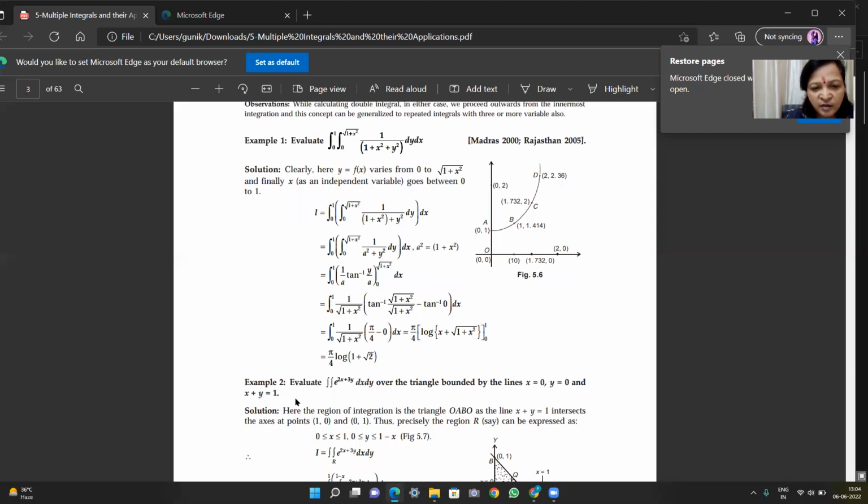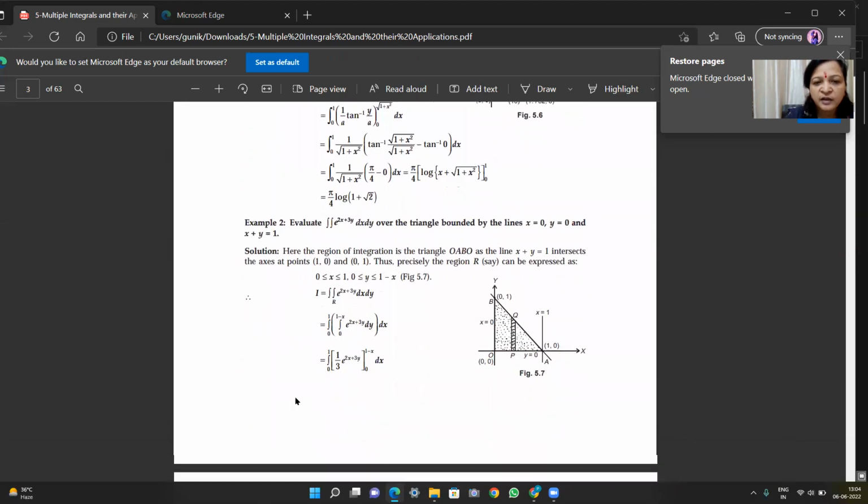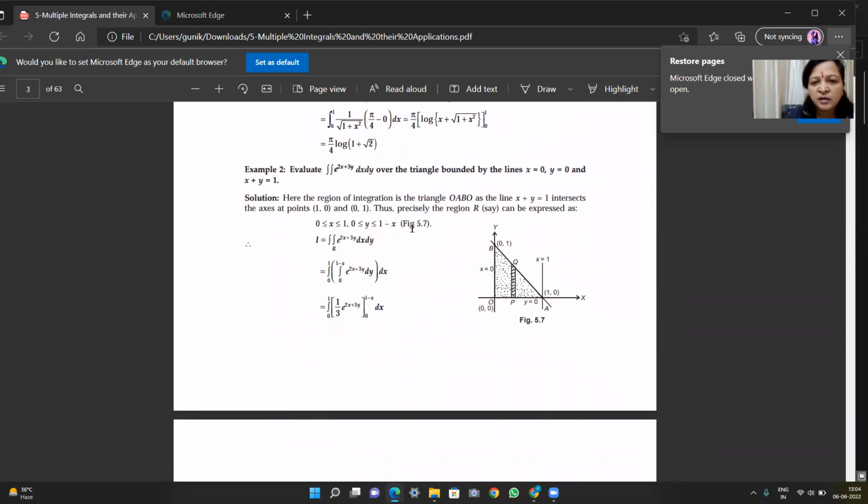Next, there is one more example. Evaluate this integral dx dy over the triangle bounded by the lines x equal to 0, y equal to 0 and x plus y equal to 1. Now in this case directly आपको limit given नहीं है and you have to first find the limit. Triangle bounded by the lines x equal to 0, y equal to 0, यानी x axis है, y axis और x plus y equal to 1 आपकी ये line होगी, that cuts the x axis at the point (1, 0) and y axis at the point (0, 1).